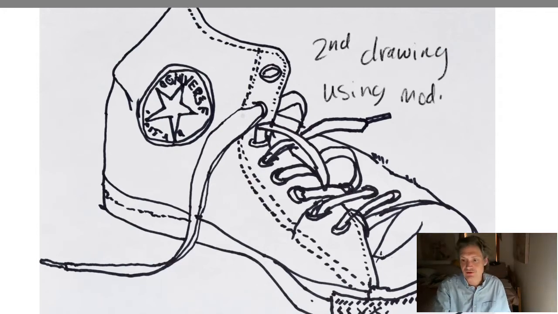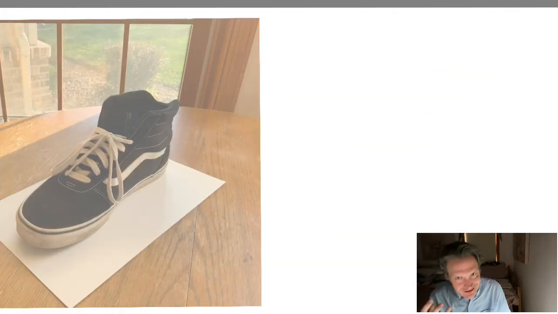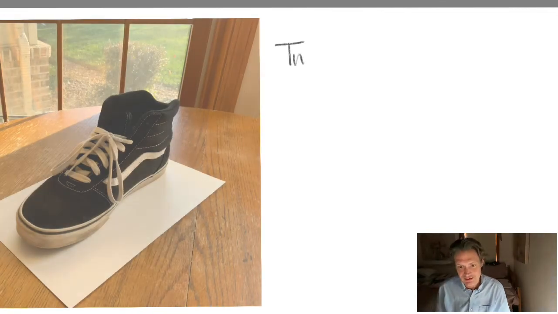That was a student's drawing, and this is the second drawing where they slowed down and they tried to see the shapes that were in front of them. They tried not to think what a shoe should look like, but instead what they actually see.